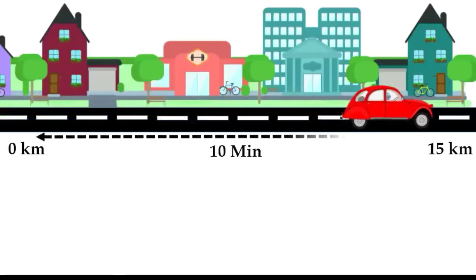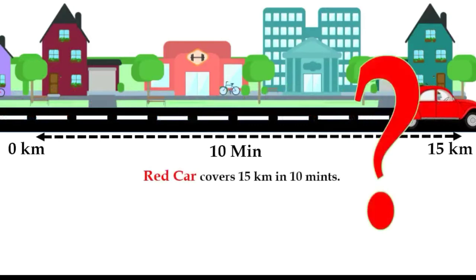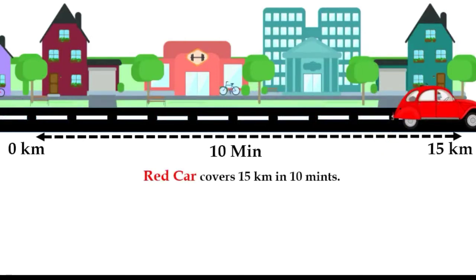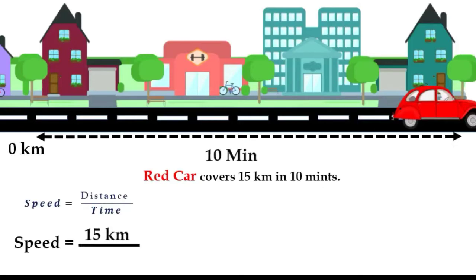Let us calculate the value of the speed with which this red car is moving. In this case, we have 0 km as the starting point and 15 km as the ending point. The red car takes a time of 10 minutes to cover this distance. So let's use the formula: speed is equal to distance divided by time. Speed is equal to distance 15 km divided by time 10 minutes, which gives 1.5 km in 1 minute. So the red car is covering a 1.5 km distance within 1 minute.